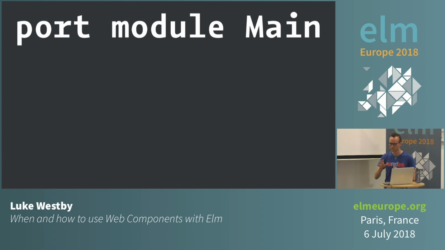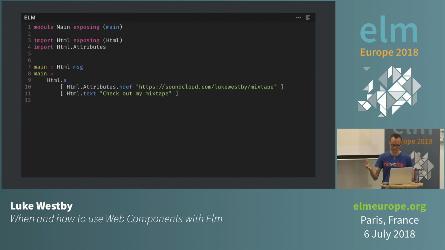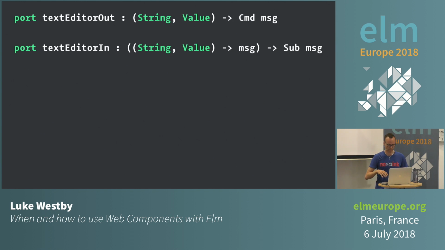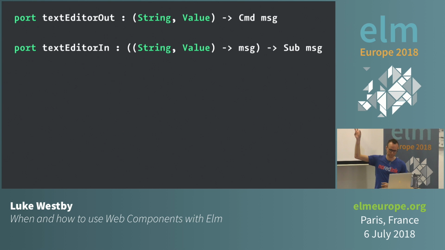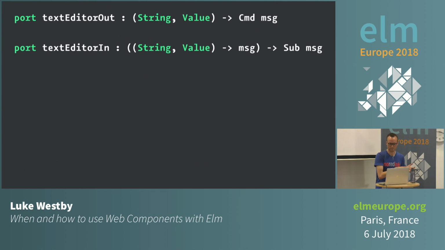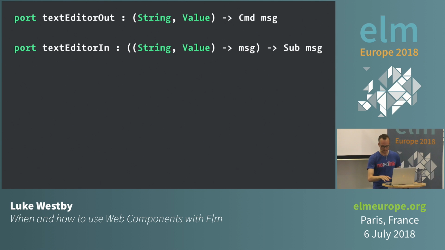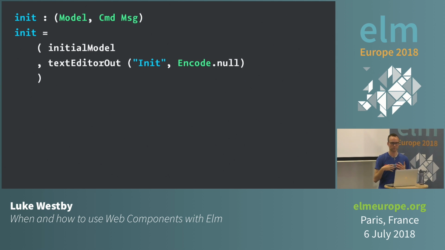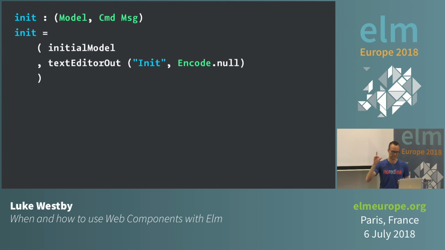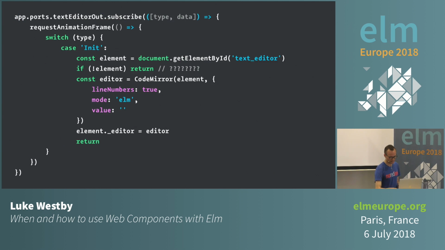So the way that we would go about building maybe this with ports is we'd first make a div, and we give it an ID like text editor. And we make some ports, and we'd tag it with some string that we can read in JavaScript, and we'd send some data as a value sometimes. And then we'd have a port coming in where we can tag some information with a string and pass it as a value and deal with it in Elm in a subscription. And then when we initialize our application, we have to set up the initial model and also send out an init command and then handle that in JavaScript.